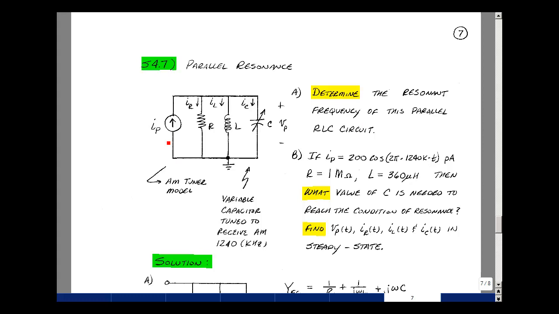If I sub p is 200 picoamps times the cosine of 2 pi 1240 kilohertz times t, and R is 1 megohm and L is 360 microhenries, could you solve for the value that this capacitor needs to be tuned to, to tune it to the AM radio frequency AM 1240? Then can you find the time domain value of V sub p and the current in each of these three elements?